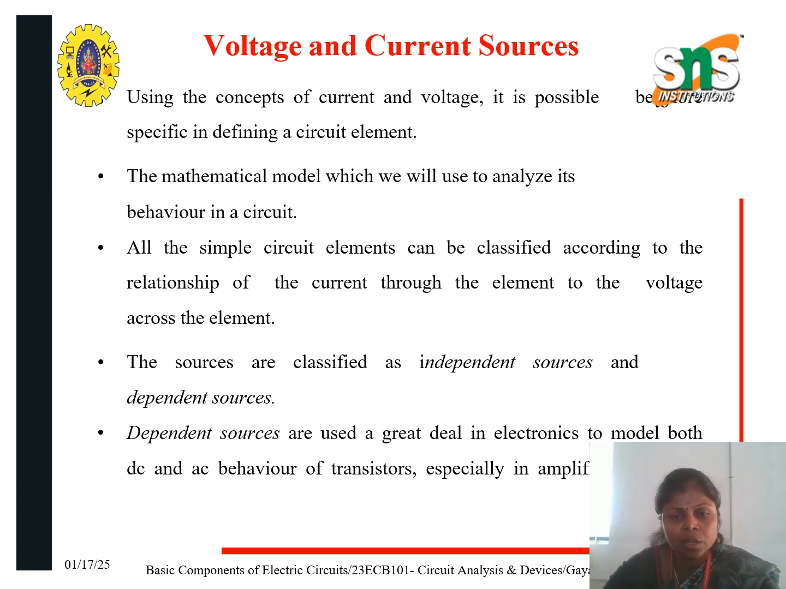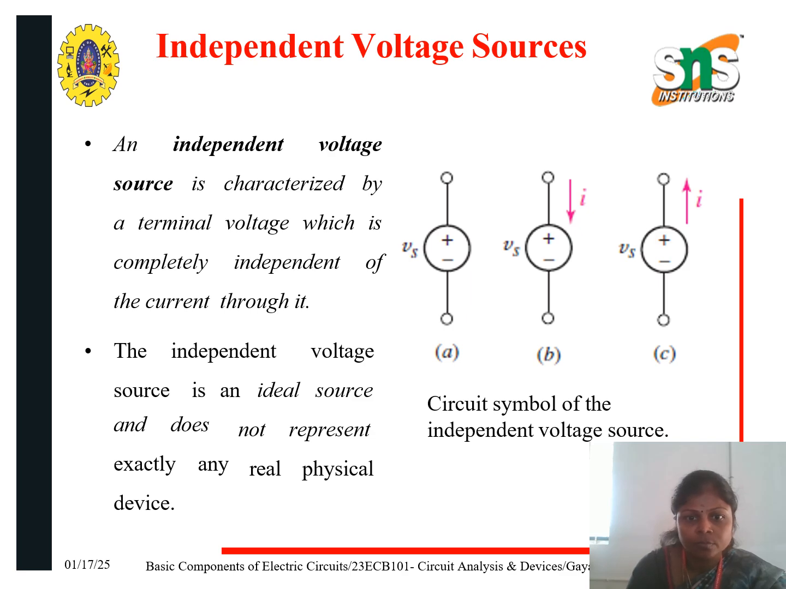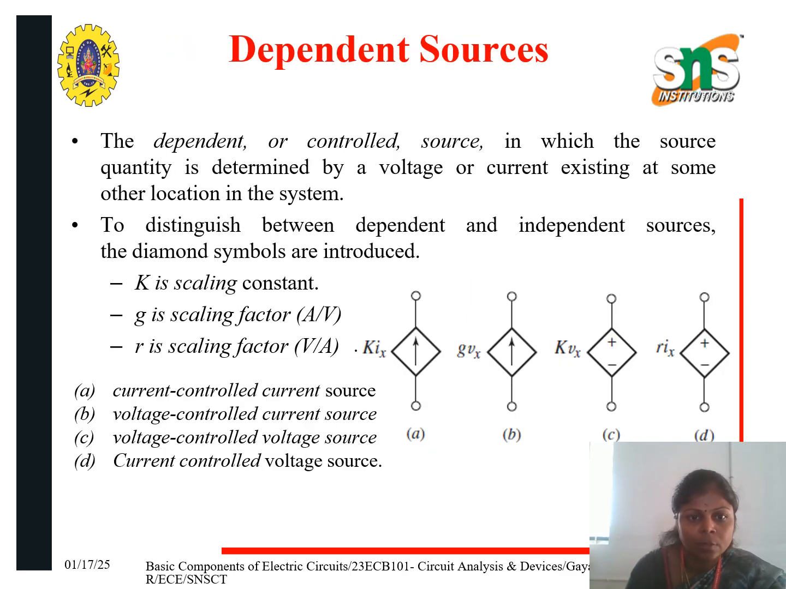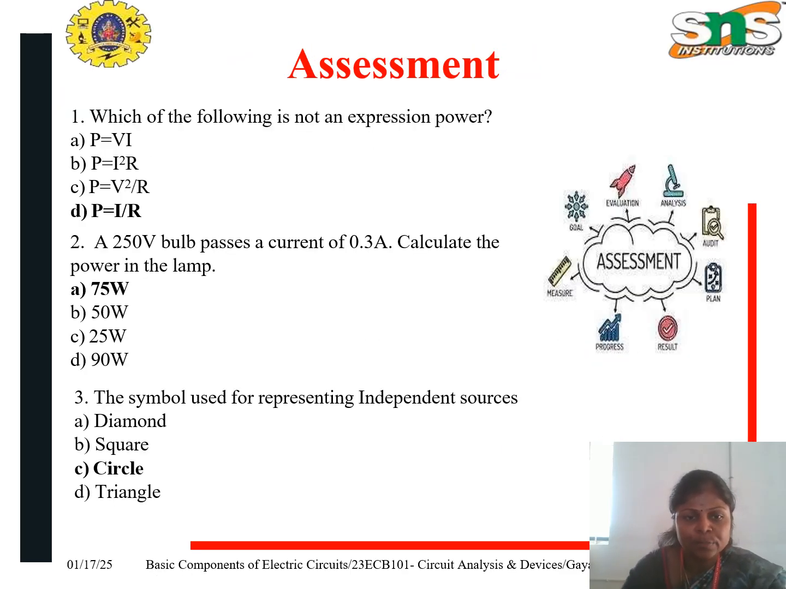Voltage and current sources. Using the concepts of current and voltage, it is possible to specify and define the circuit element. All the simple circuit elements are classified according to the relationship of the current through the element to the voltage across the element. The sources are defined as independent sources and dependent sources. The dependent sources are classified into current controlled current source, voltage controlled current source, voltage controlled voltage source, and current controlled voltage source.